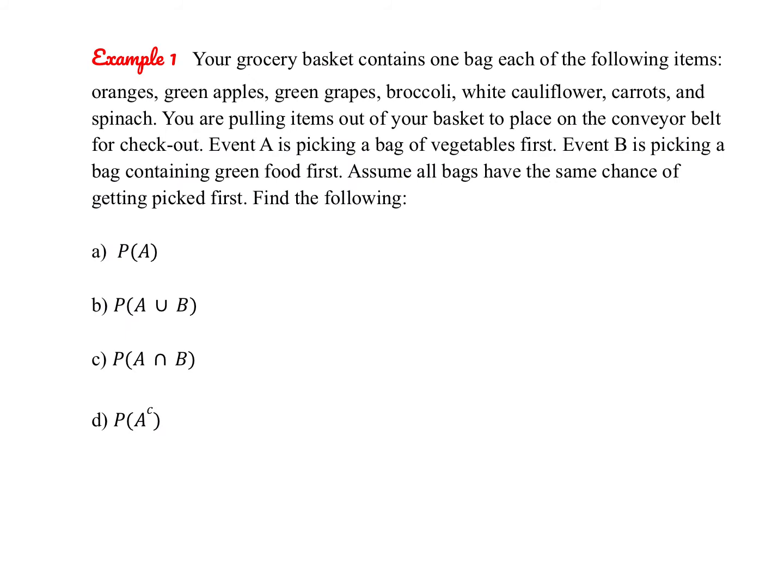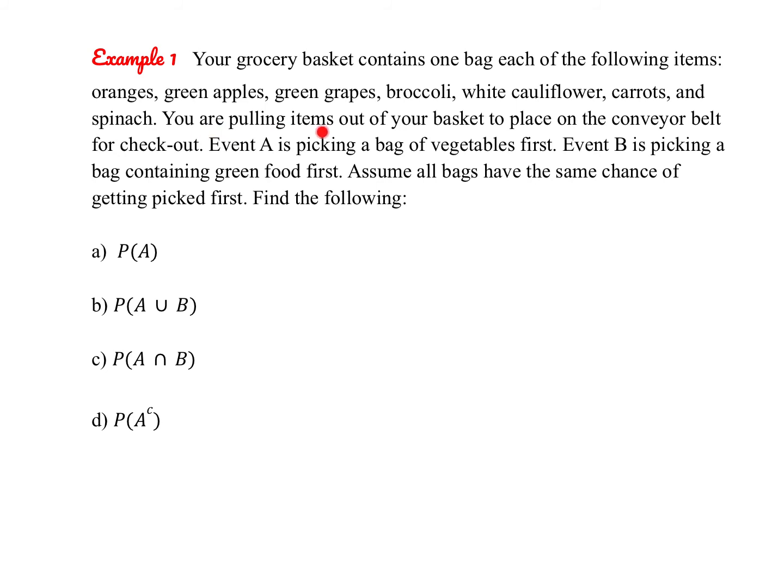All right, let's try another one together. So here we are grocery shopping, and our grocery basket contains 1 bag of each of the following: a bag of oranges, green apples, green grapes, broccoli, white cauliflower, carrots, and spinach. So there's 1, 2, 3, 4, 5, 6, 7 things that are in our basket.